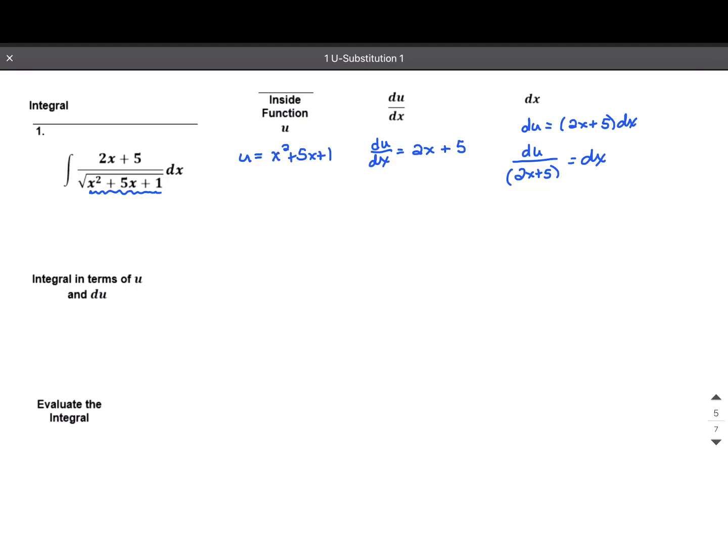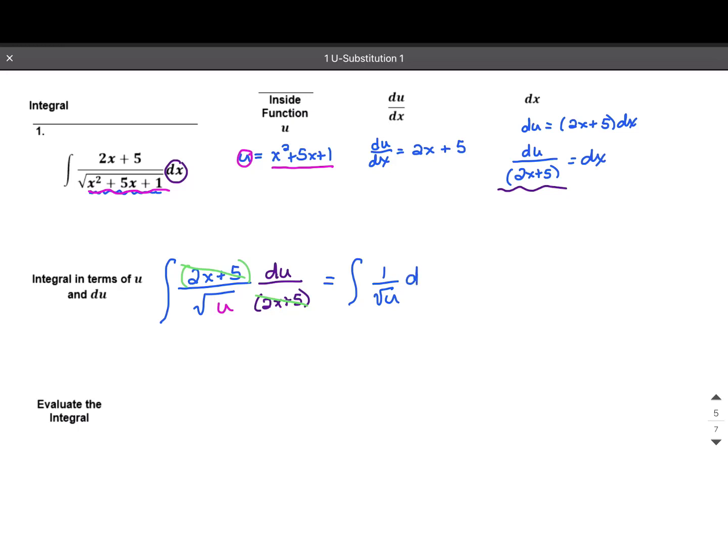So we have the integral of 2x plus 5 over the square root of, now this x squared plus 5x plus 1, that's my u, and this dx, that's my du over 2x plus 5. Now when I go to simplify this, my 2x plus 5s are going to eliminate each other. And we have the integral of 1 over the square root of u du.